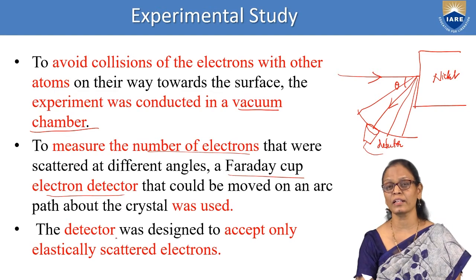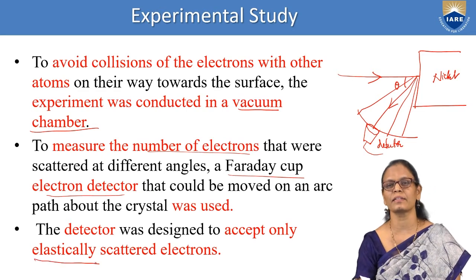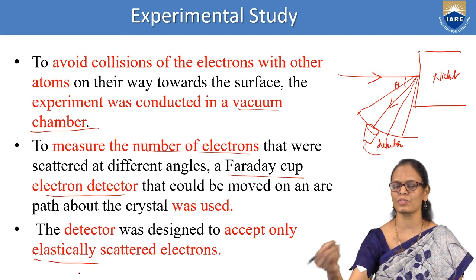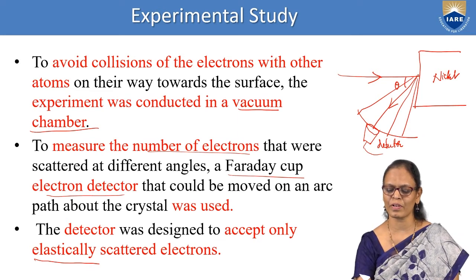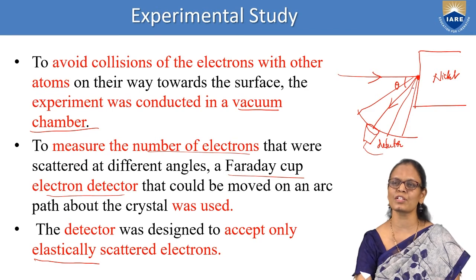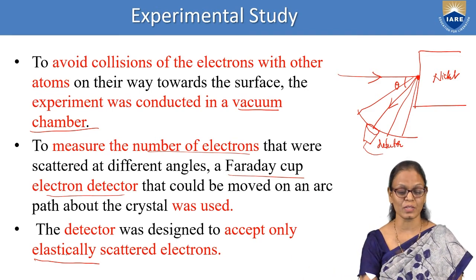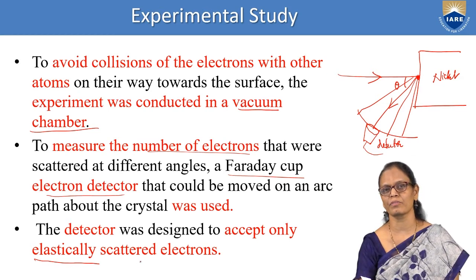Now, the detector was designed to accept only elastically scattered electrons. Elastically scattered here means where energy is conserved. The energy should not be lost into the surroundings. So, whenever a collision happens here, the total energy before collision should be equal to the total energy after collision. That is what we consider in elastically scattered electrons.